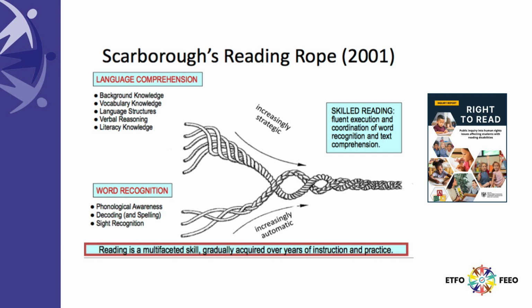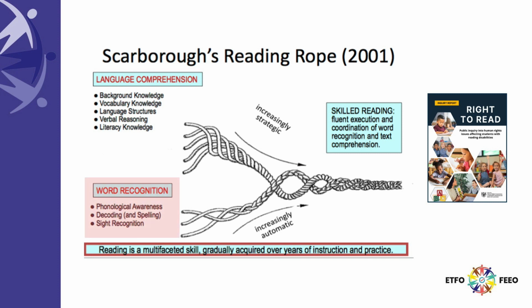Dr. Hollis Scarborough, a psychologist, literacy expert, and leading researcher in reading acquisition, compared skilled reading to the strands of a rope, with each strand representing a separate skill. The strands are woven together as readers become more skilled. If there is a weakness in any strand or skill, the rope will be weaker. The two major strands are word recognition and language comprehension.